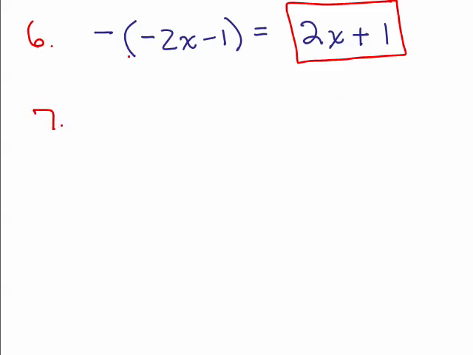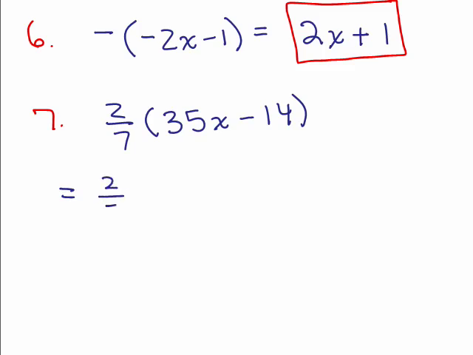All right, 7. We've got 2 sevenths times 35x minus 14. Okay, so you could do this. You're going to distribute your 2 sevenths, so you have 2 sevenths times 35x. Now, I'm going to write that 35 as 35 over 1, so you can cancel easier. Minus, and because of this minus sign, I'm going to distribute that 2/7 also to the 14, and I'm going to write that as 14 over 1. That way it's going to be a little bit easier when we cancel.